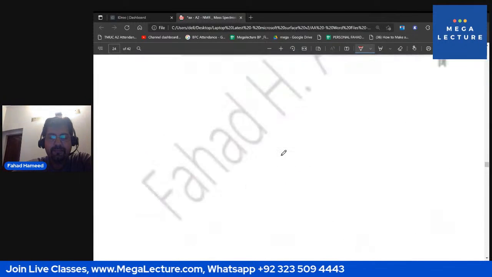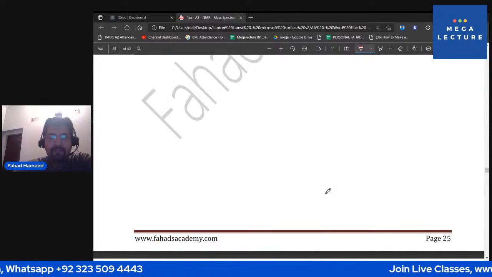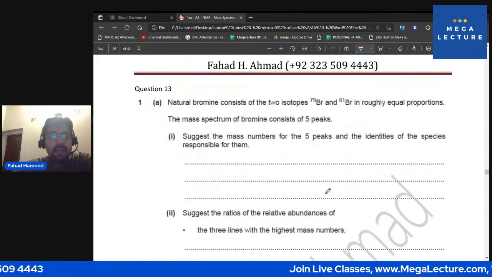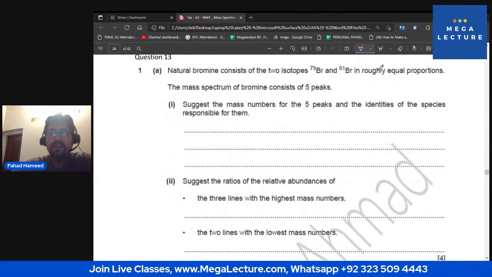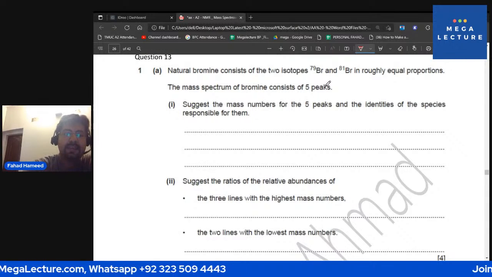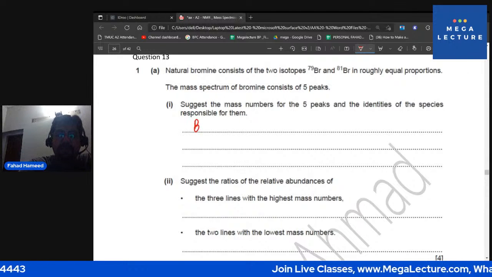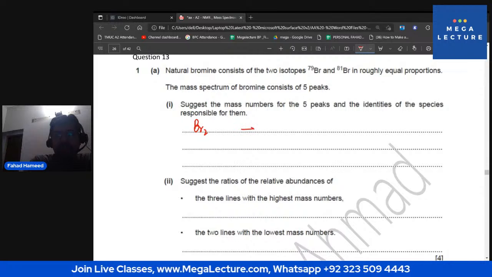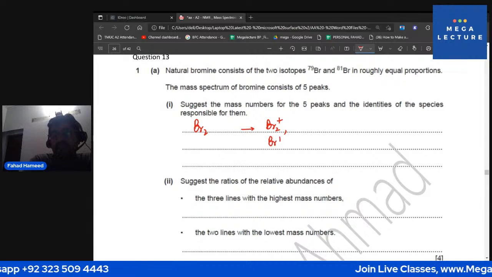I just wanted to see a few more M plus 1 questions again. Here he's talking about natural bromine, which consists of 2 isotopes, bromine 79 and 81, in roughly equal proportions. The mass spectrum consists of 5 peaks, and he's asking about identifying the species. Remember Br2? When you ionize this, it's going to form a molecular ion, Br2 plus, or it might break down into smaller pieces, and the smaller piece is just going to be a Br atom.